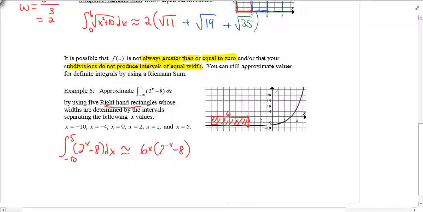Next, going from where? From negative 4 to 0. So now I'm going here to here. Our width here is 4 units, but I'm using the right-hand rule. So once again, I'm going to use the rightmost x value, in this case 0, to help me calculate the height. The width once again is 4. The height is 2 to the power 0 minus 8.